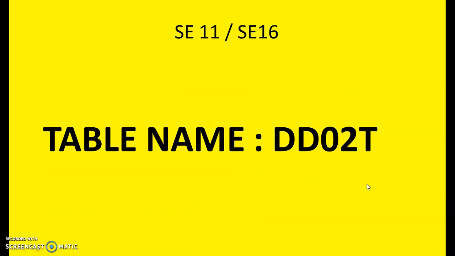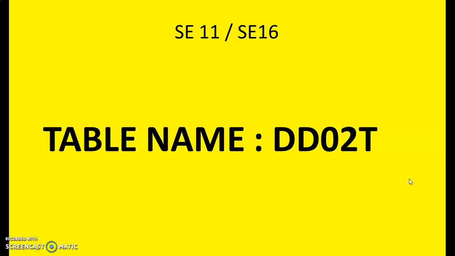Now the table that we need to access through SE11 or SE16 is DD02T. DD02T is a database table that we need to access from the SE11 transaction or the SE16 transaction. So either of these two is fine. So I'll just go ahead and create this.